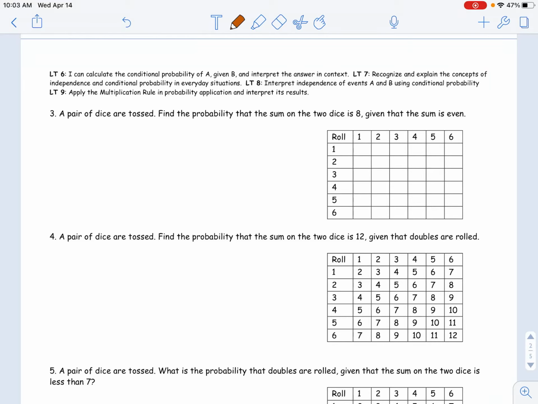Okay, so now we're going to do some more problems here. A pair of dice are tossed. Find the probability that the sum of the two dice is 8, given that the sum is even.